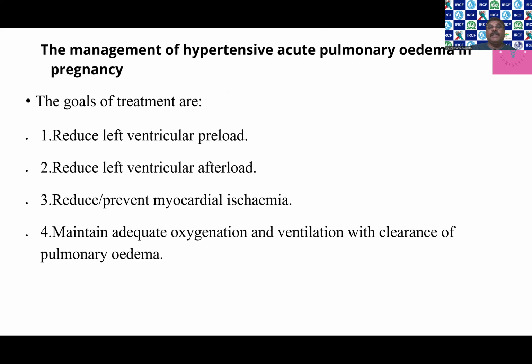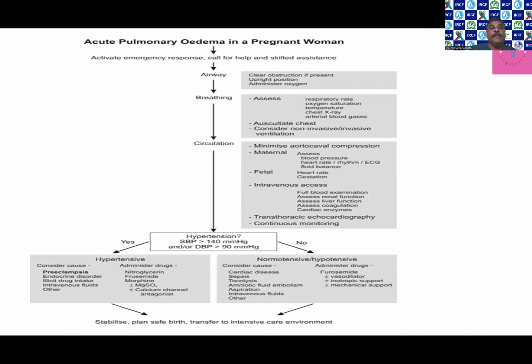So the goals of management of hypertensive acute pulmonary edema in pregnancy are to reduce the left ventricular preload, reduce the left ventricular afterload, reduce and prevent myocardial ischemia, maintain adequate oxygenation and ventilation, and achieve clearance of pulmonary edema. So this is the algorithm that shows how to react whenever acute pulmonary edema occurs in a pregnant patient.